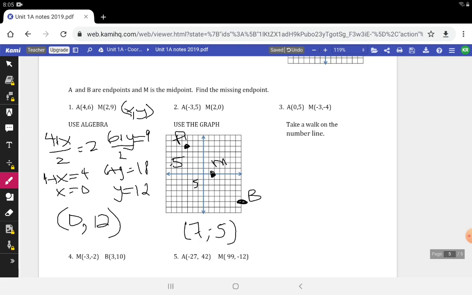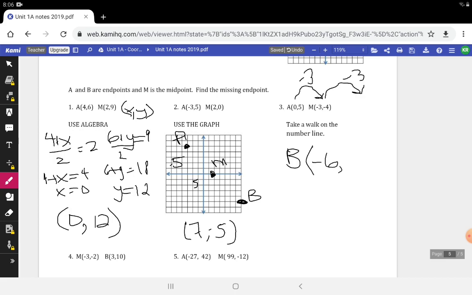Okay. The last way to do this is to take a walk on the number line and think about what you're doing for the x values and what you're doing for the y values. So for x, to go from 0 to negative 3, we're subtracting 3, which means that for B, we'll have to go from negative 3 and subtract 3 more. And so that would be negative 6 for your x values.